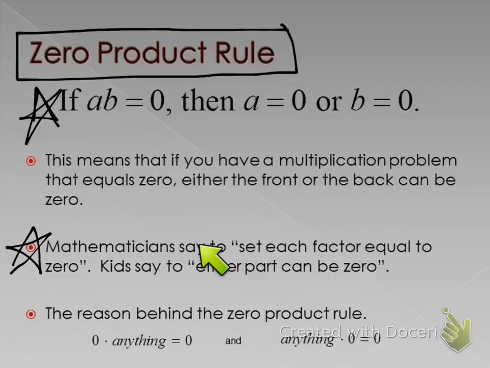So what you guys wrote here, the fancy way of saying the zero product rule is to set each factor equal to 0. Like in normal people terms, either part of the problem has to be 0. So we're going to figure out what makes the first part 0, what makes the second part 0, and those are our solutions. What are your questions on the zero product rule? We'll get some practice.